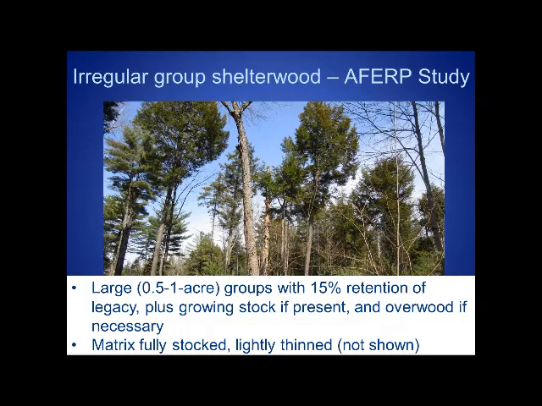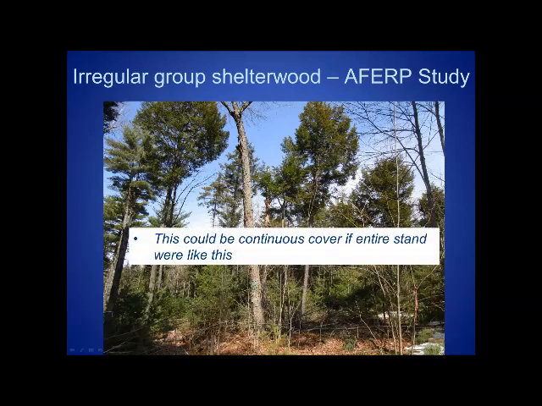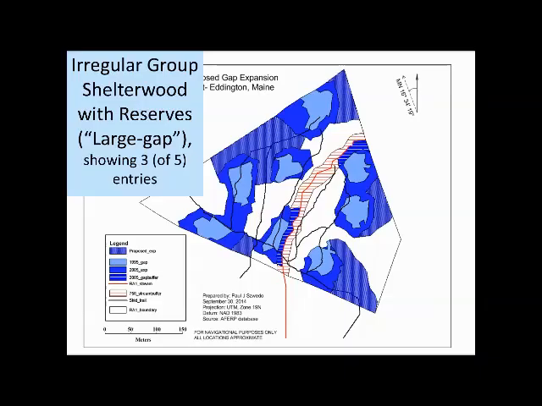We've kept the matrix fairly fully stocked. You could certainly thin through that. The main thing is not to try to regenerate everything, or it just becomes a uniform shelterwood, right? If the whole stand were like this, and again, we're peering into a group here, this would be continuous cover Femelschlag, right? So the group-wise gives you more spatial variance. So here's just a reference, if you want to come back and look at this, to my earlier webinar on spruce-fir, where I talked about this AFERP study in depth.